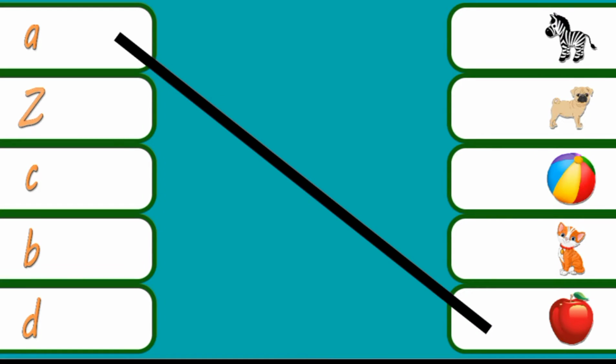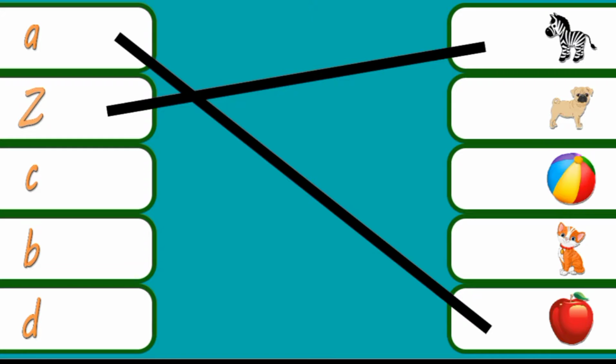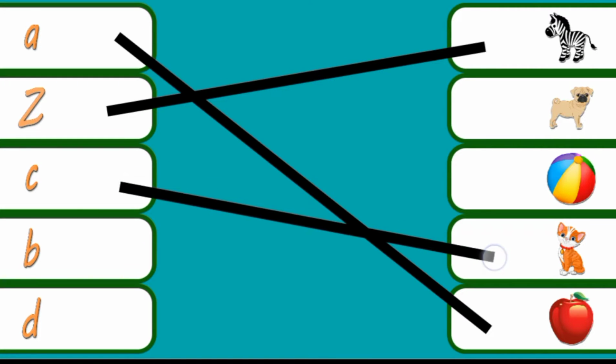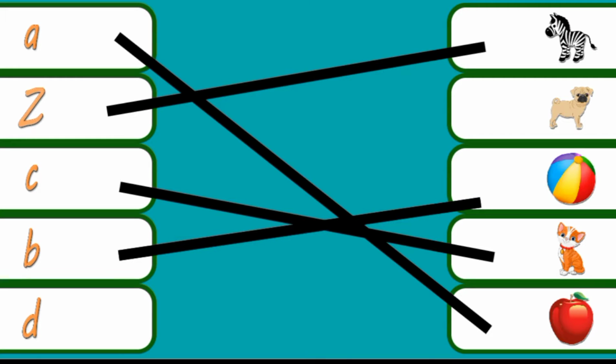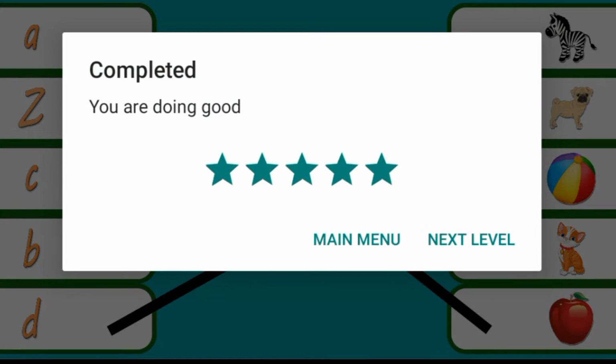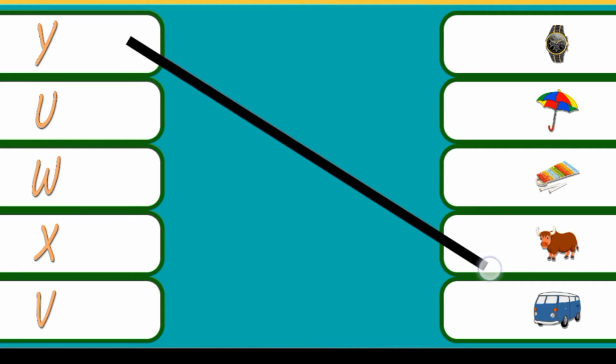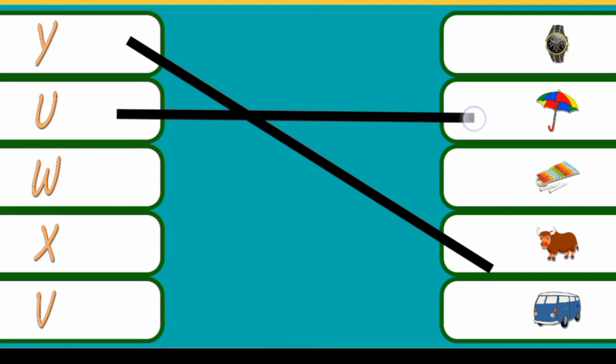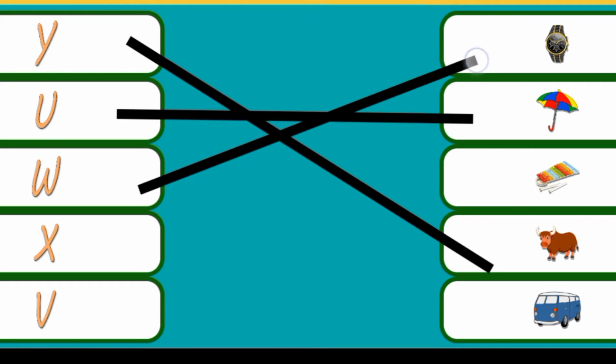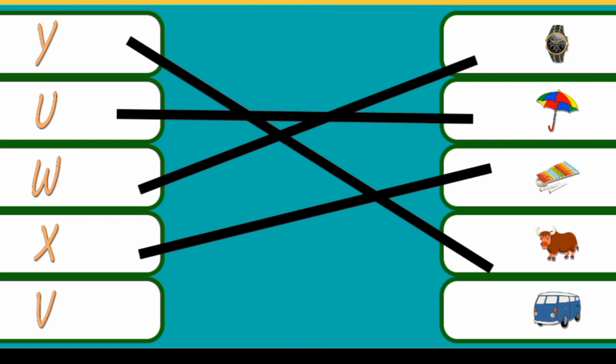A is for apple, Z is for zebra, C is for cat, B is for ball, D is for dog, Y is for yak, U is for umbrella, W is for watch. X is for xylophone.